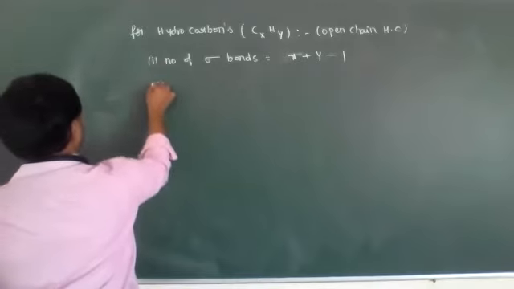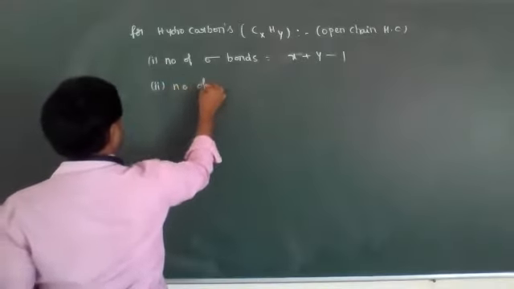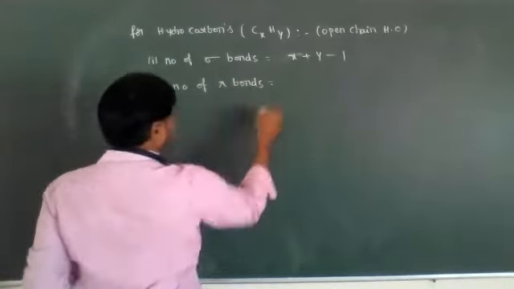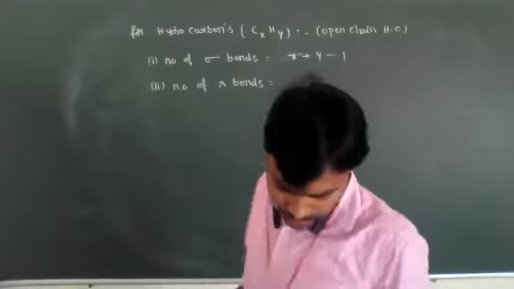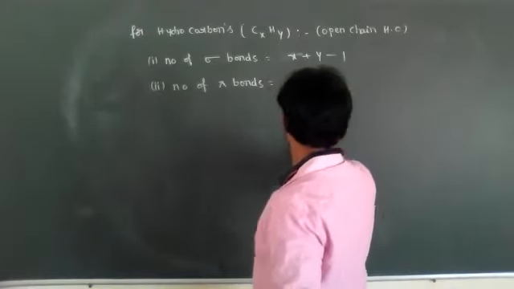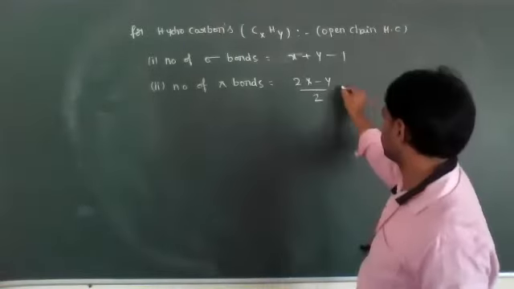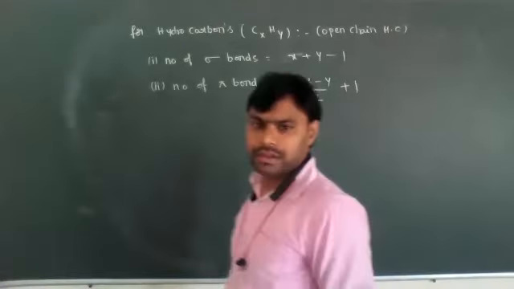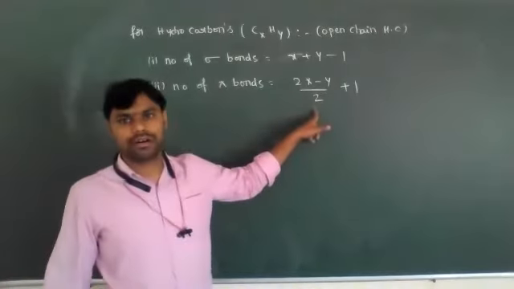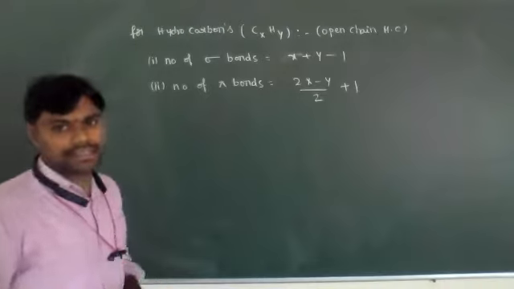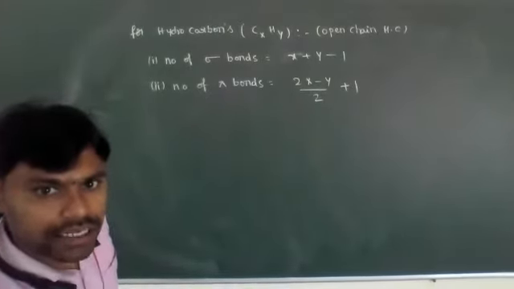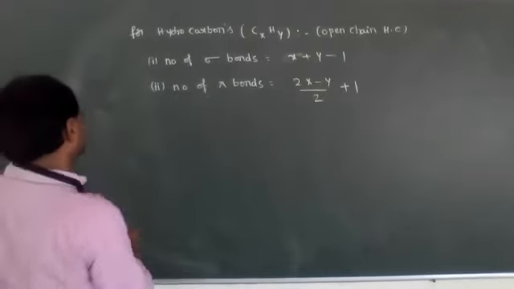Number of pi bonds. The formula is (2X minus Y) by 2 plus 1. Okay, these are the shortcut formulas, dear students. Let's listen, I will give you one example.